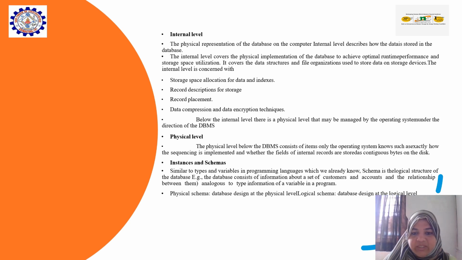Internal level is the physical representation of the database. The internal level describes how data is stored in the database, including storage space allocation for data and indexes, record descriptions for storage, record placement, and data compression and data encryption techniques. Next one is the physical level, which includes the instances and schemas. Schema is the logical structure of the database. The database consists of information about a set of customers and accounts and the relationship between them. Physical schema is the database design at the physical level, and logical schema is the database design at the logical level.